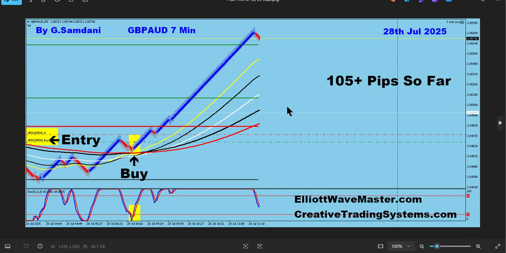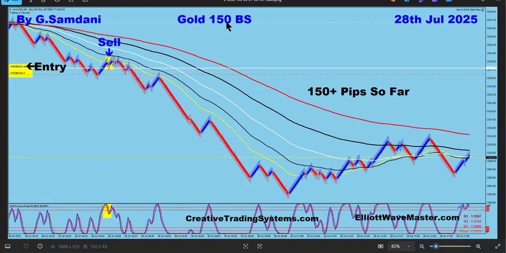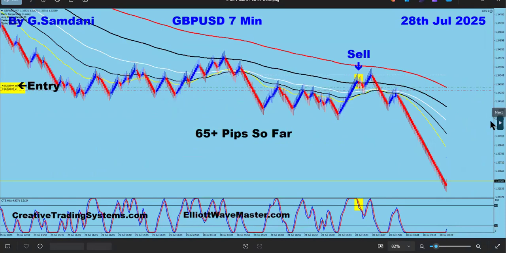Now the next trade is the gold, 150 pip right there, the entry exactly by the book with my setup, and it came down all the way here, 150 pip on the 28th. Also on the 28th, this is Pound USD from the 7-minute chart, and this is the entry here, and it came down to 65 pip. Seller orders right there, taken by the EA.